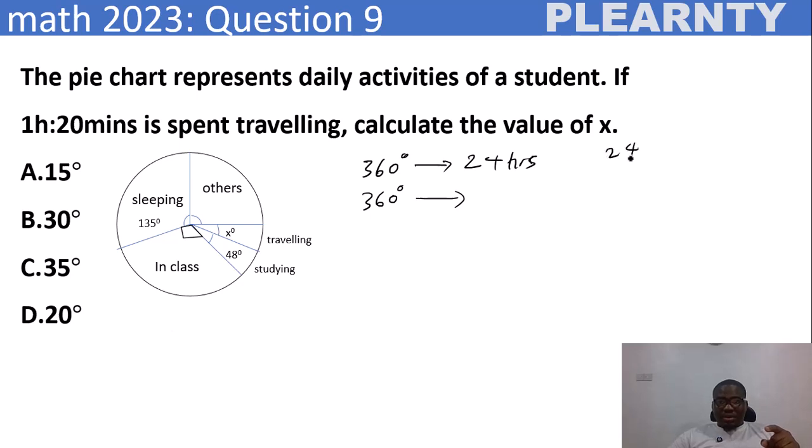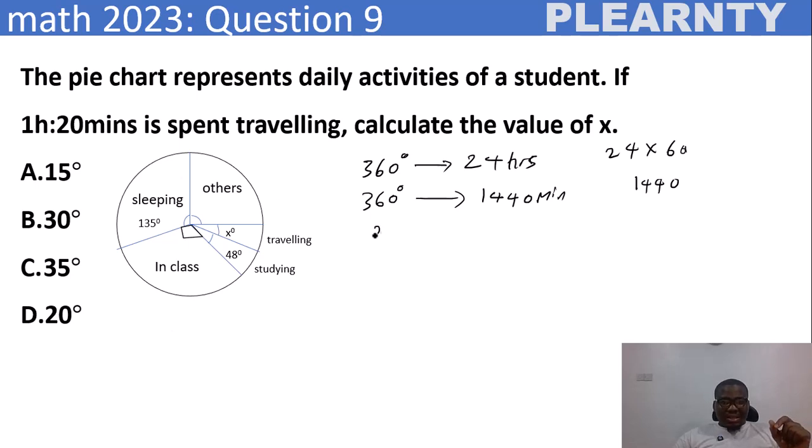You have 24 times 6. So 4 times 6, that's 24. You write 4, you have 2. Then 2 times 6, that's 12, plus 2, that's 14. So 144. So times 60, you bring the 0 here. So you have 1440 minutes. So this 1 hour 20 minutes, 1 hour is 60 minutes. So 1 hour 20 minutes is 80 minutes.